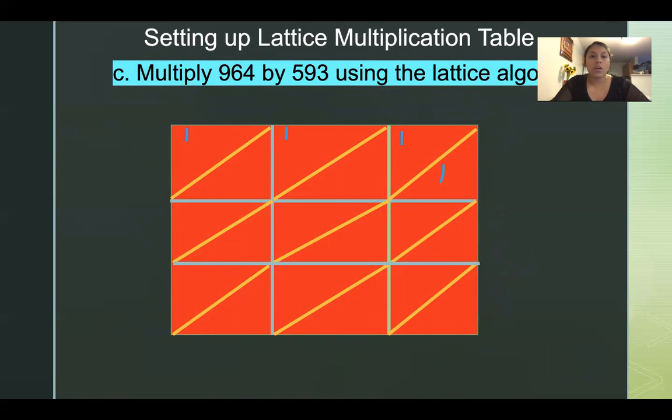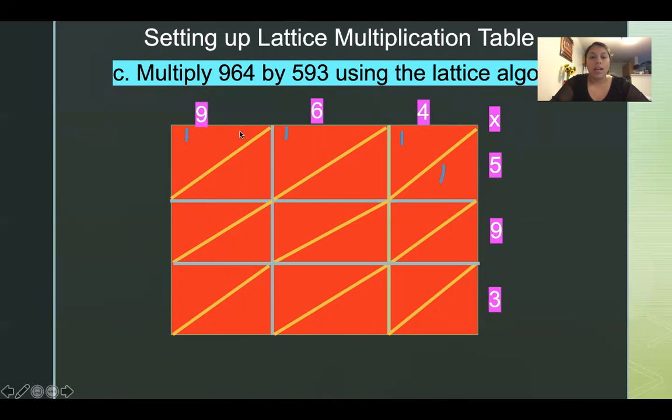Let's look at this one. The same thing. We're asked to multiply 964 by 593. So the first thing we have to do is start at the top, placing our numbers from left to right. We do 964 times 593. And we work it the same exact way.